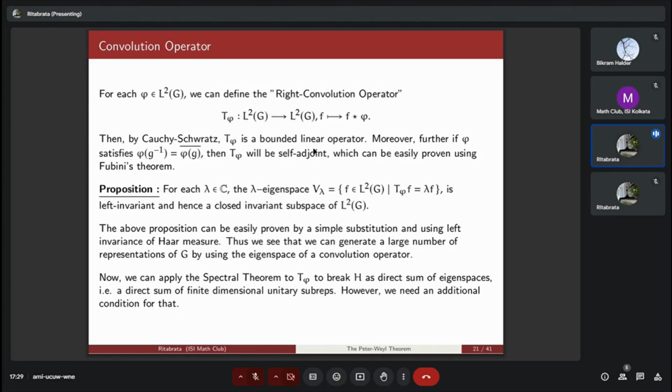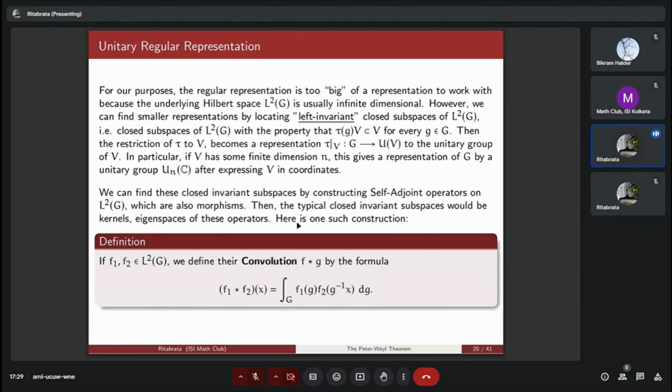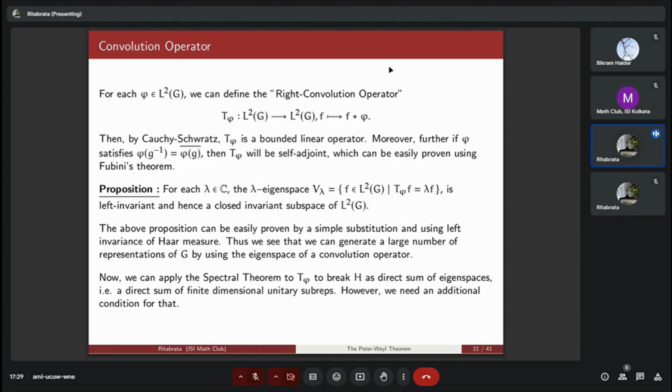Basically, we need to check the inner products. T_phi is defined by an integral and the inner product is also an integral, so we'll get a double integral and we just need to change the order, and Fubini's theorem will justify it. It's again a straightforward computation. And basically we have the Haar measure. The most we can do is left multiplication or right multiplication, and this is the only thing that we can do. Similarly, we can show that T_phi is a morphism. So the lambda eigenspace V_lambda of T_phi is a left invariant closed invariant subspace of L2(G).